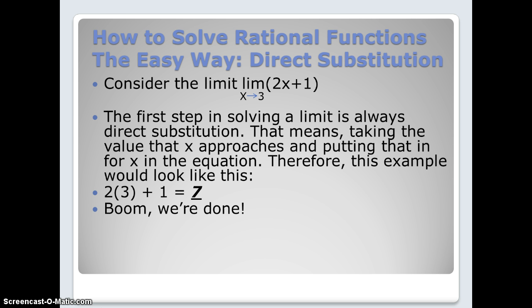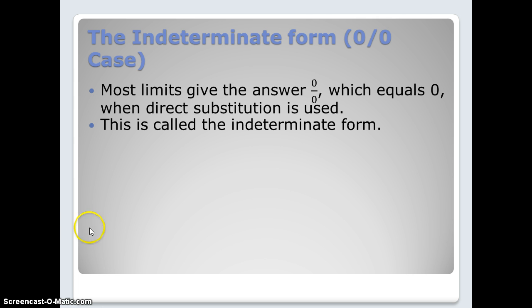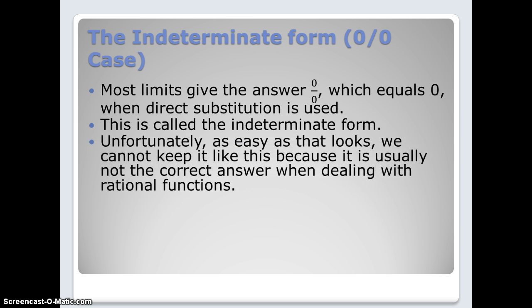Well, unfortunately, I wish it was that easy. But there are also things that we have to learn about limits that can cause problems. The most important one is what we like to call the indeterminate form, also known as the 0 over 0 case. Now, most of the time when you're solving rational functions with limits, you're going to get an answer of 0 over 0 when direct substitution is used. This is called the indeterminate form. It is called the indeterminate form because we're not sure if 0 is the answer. Unfortunately, as easy as this looks, we usually cannot keep it like this because it's usually not the correct answer when dealing with rational functions.